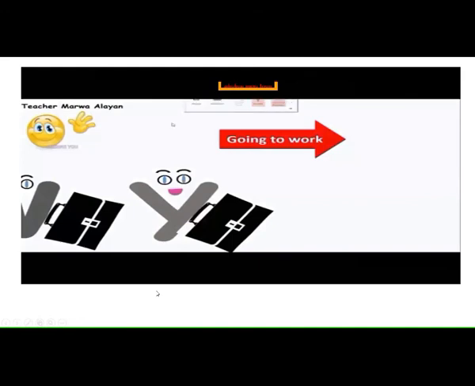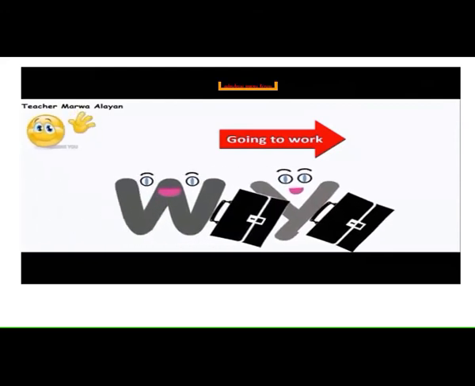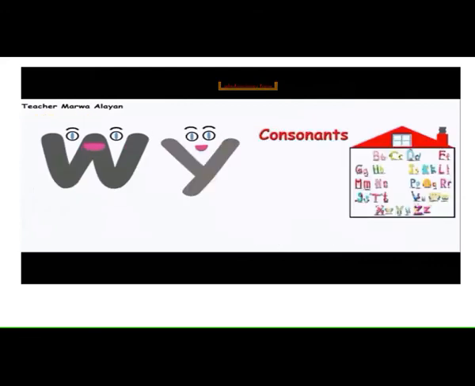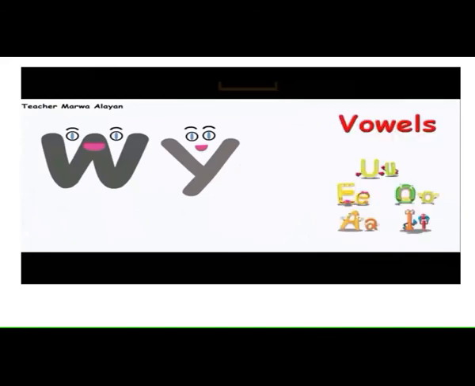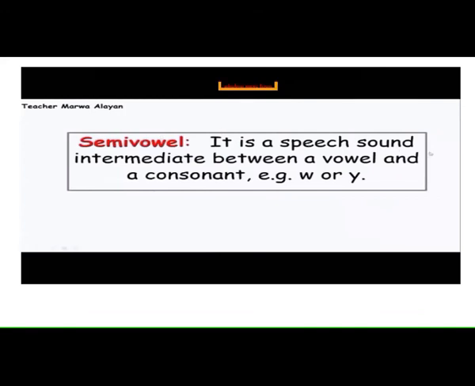Hello everybody, how are you doing? In this video we are going to learn about the semi-vowels, and specifically we are going to talk about the letter Y. We learned that the W and the Y are consonants, but sometimes they are similar to the vowels, so we call them the semi-vowels. A semi-vowel is a speech sound intermediate between a vowel and a consonant.